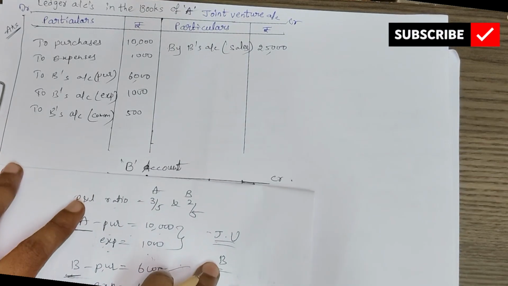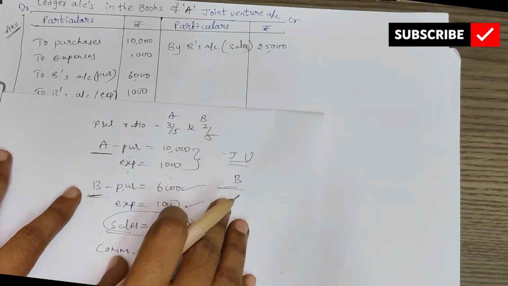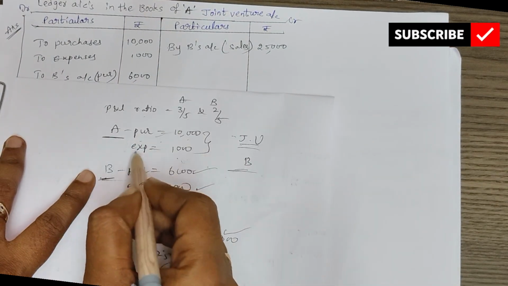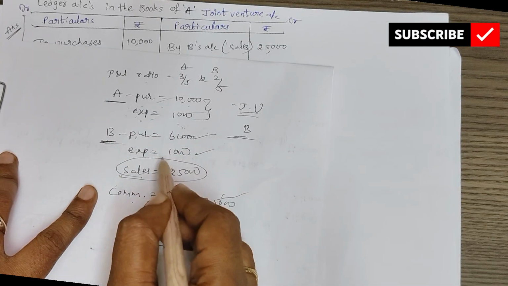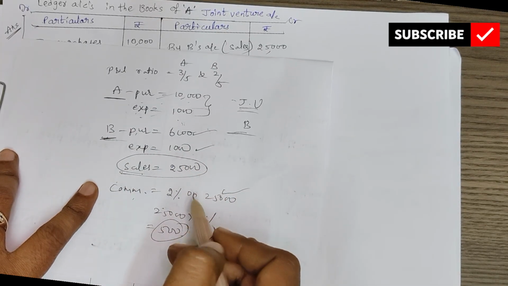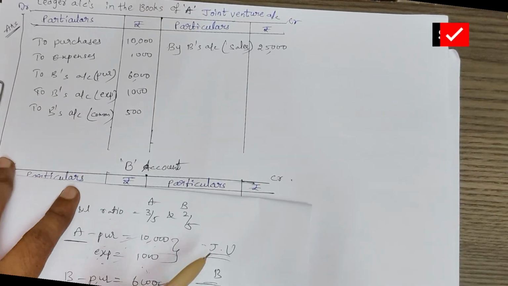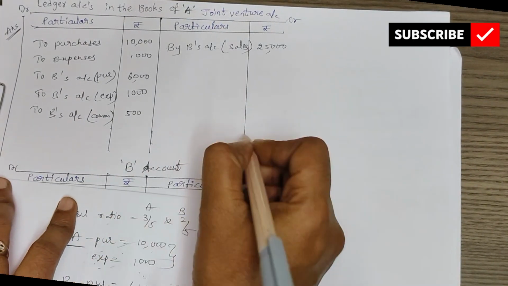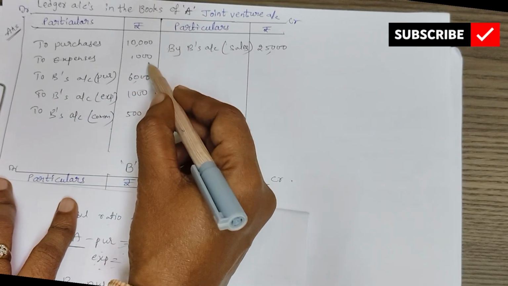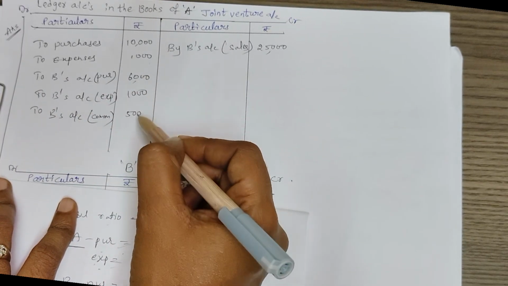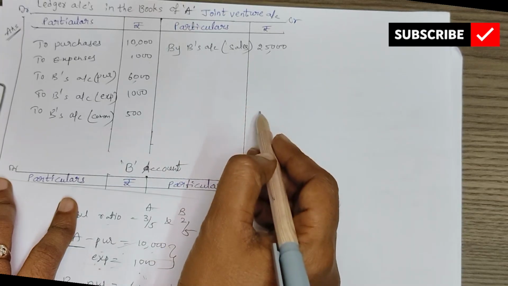Okay. Any other details? All the details are completed. Yes. Purchase over, expenses over regarding A. Regarding B, purchase, expenses, sales and commission. All the details are completed. Now balance it. How to balance? Which side is more? 10, 11, 17, 18, 18,500. So credit is more, 25,000.